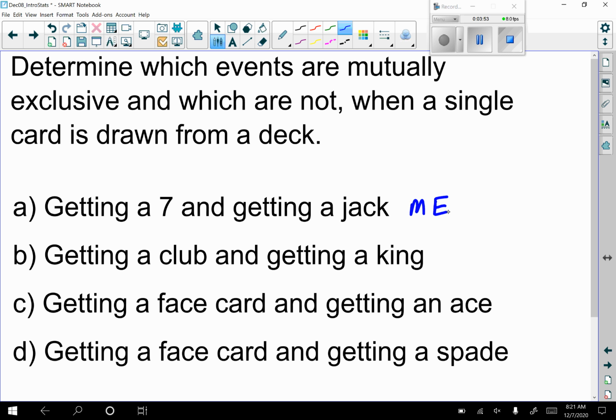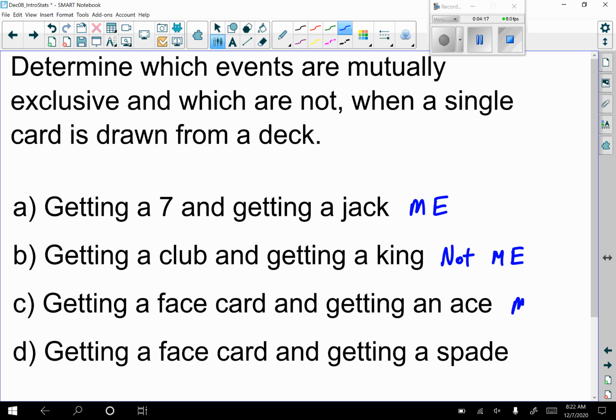C, getting a face card and getting an ace. Aces do not have any faces on them. The face cards are the jack, queen, king, so you could either get a jack, queen, or a king, or you can get an ace. You can't get one card that has both, so this would be mutually exclusive. And then D, getting a face card and getting a spade, that would be not mutually exclusive, because they do have that common outcome. You can get a jack of spades, you can get a queen of spades, or you can get the king of spades, so this would be not mutually exclusive.